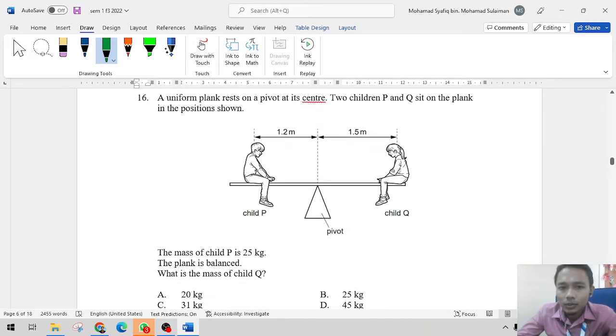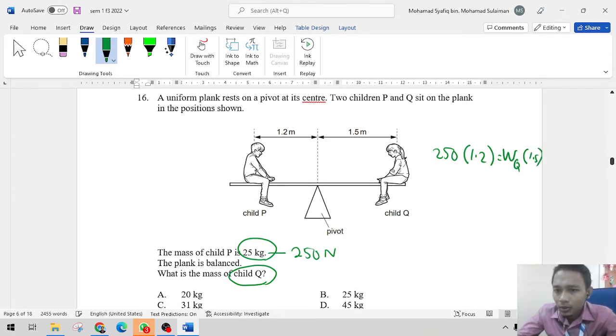Number 16, we have a seesaw with P and Q. The mass of P is 25 kg, so the weight is 250 Newton. We need to find the mass of Q. Again, 250 Newton times 1.2 meter is equal to weight of Q times 1.5. So weight of Q is equal to 250 times 1.2 divided by 1.5. Then mass is equal to weight of Q divided by 10.